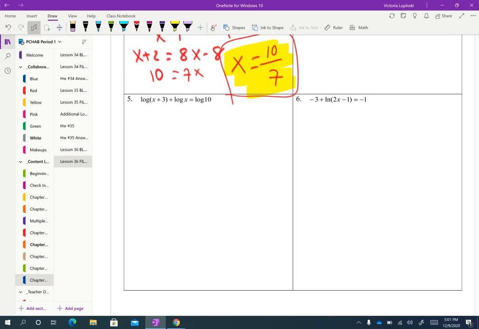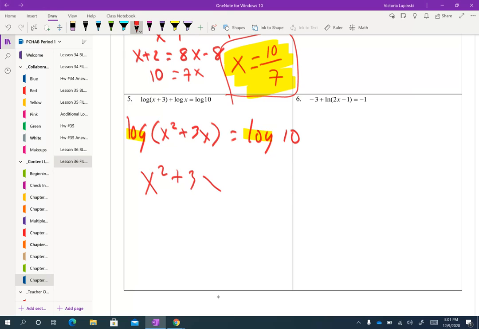Finishing up with something like number 5 and 6. So in number 5, on the left side, we're going to go ahead and use the addition property, and we're going to multiply. So log of (x squared plus 3x) equals log of 10. Remember, at this point, since they're both logs, you can just get rid of the logs, or if you want to exponentiate both sides by doing 10 to the left and 10 to the right, that works just as well. But in the case where they're both logs of the same base, you can just eliminate the middleman. So x squared plus 3x equals 10.